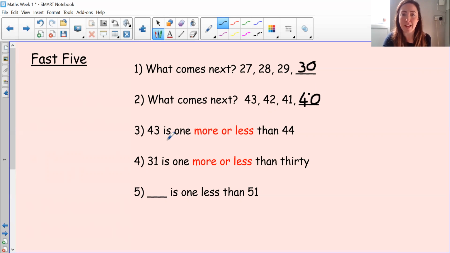Okay, then 43 is one more or less than 44. So does 43 come before or after 44? It comes before 44, so it must be one less. And then number 4, 31 is one more or less than 30. So does 31 come before or after 30? It comes after, so it must be one more than 30.